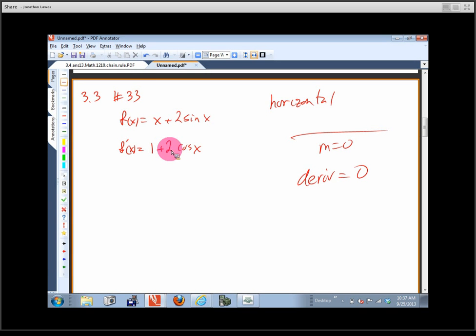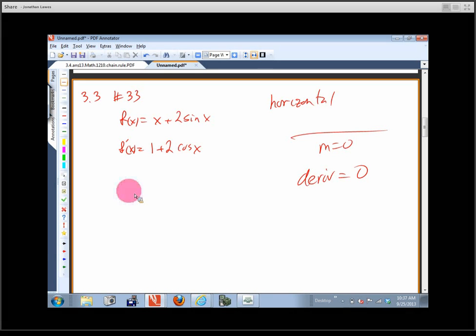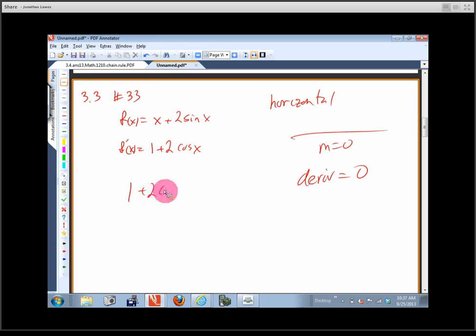So that's the derivative, and what we want to know is, when does the derivative, so the calculus is over at this point, when does this derivative equal 0? So when does 1 plus 2 cosine of x equal 0? Move the 1 over. Negative 1. Divide both sides by 2. So the question here is, when does the cosine of x equal negative 1/2? And there are a couple different ways that you can solve this.